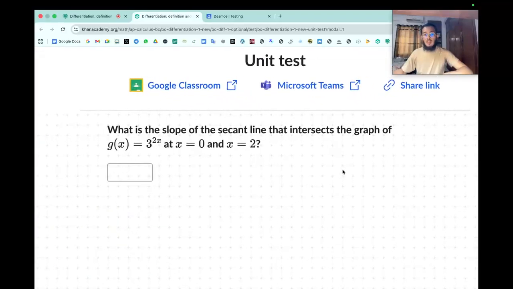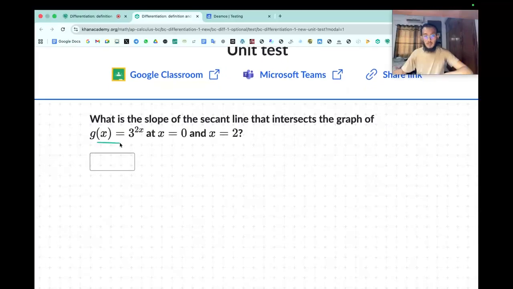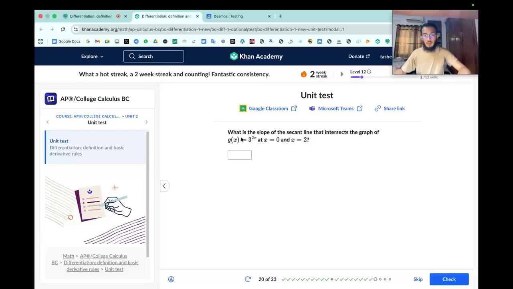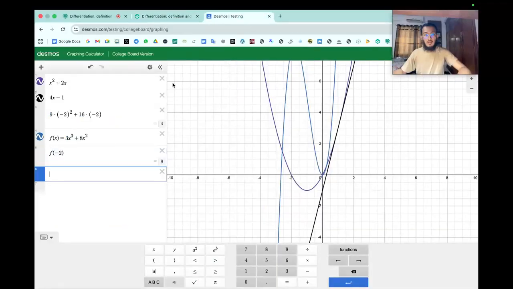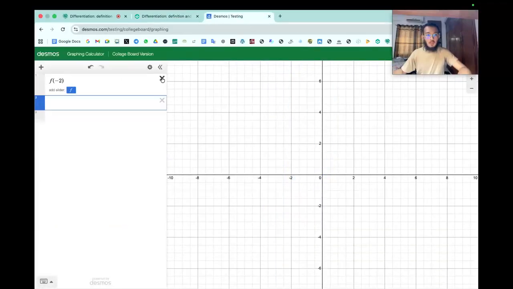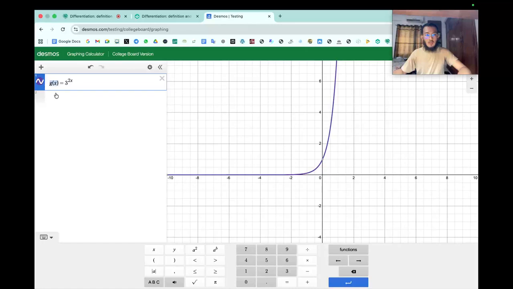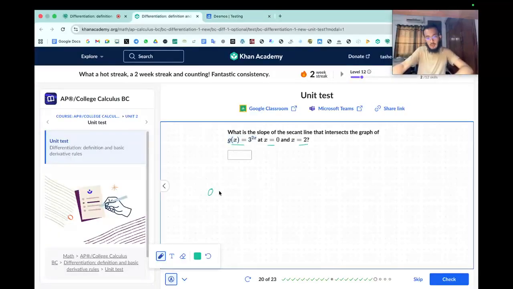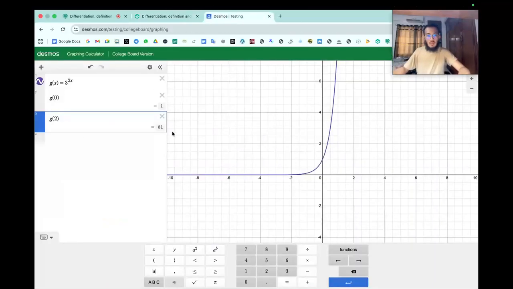What is the slope of the secant line that intersects the graph of this thing at 0 and 2? Well, we have to plug in 0 and 2 in order to see what the y values are. So for 0 we get 1. So we have two coordinates here: 0, 1, and 2, 81. So when we plug in x equals 0, we get 1. When we plug in x equals 2, we get 81.